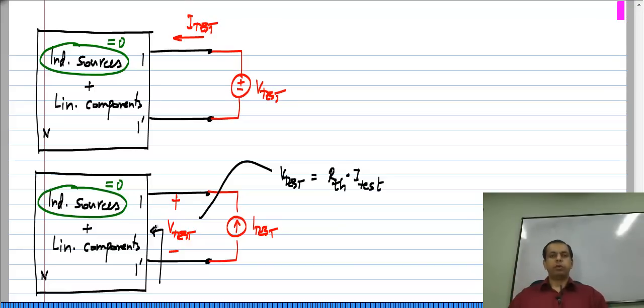Another thing I want to point out here is that, again, although I started with some specific circuit connected to it, what I am measuring here only belongs to the circuit N. Okay. So, finally, I am modeling only the circuit N.